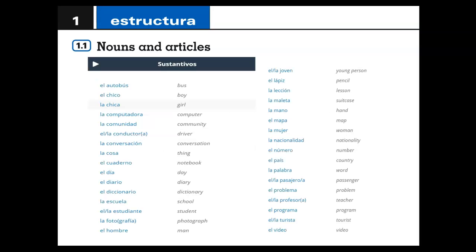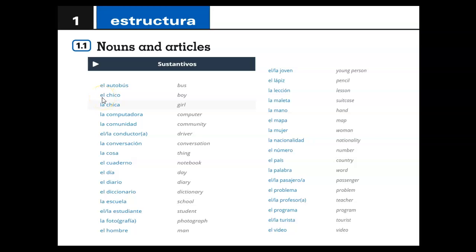And where can you find these? You can find them in your vocab. When you study your vocab, it tells you right here, el autobús. There's your article, telling you that it's masculine. El chico, masculine because it has el in front of it.